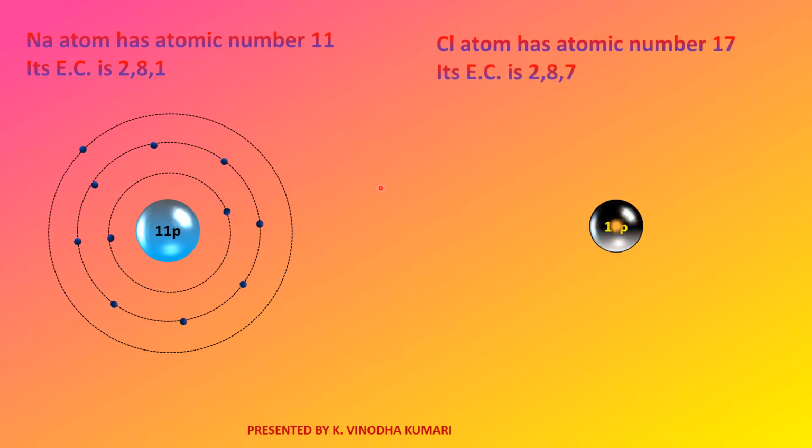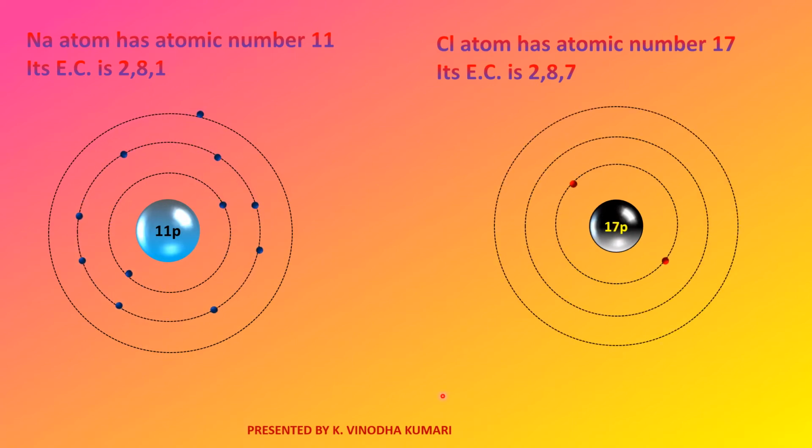Chlorine will have 17 protons in its nucleus, and the first shell contains 2 electrons. The second shell contains 8 electrons, and the third shell contains 7 electrons. So it is short of 1 electron.